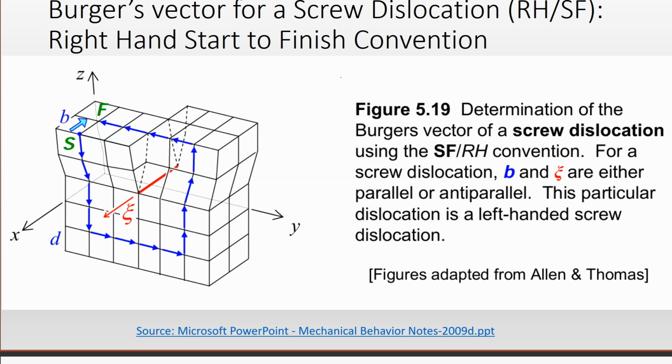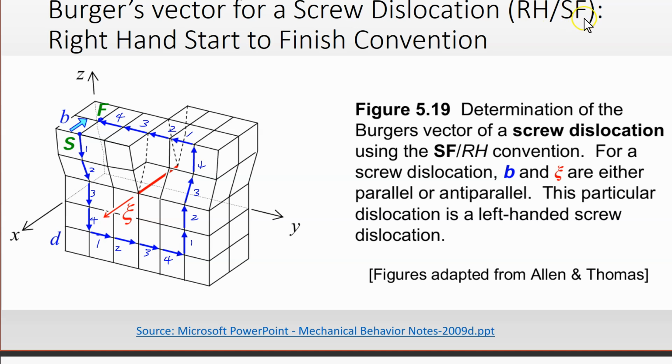Another type of line dislocation is the screw dislocation. Let's apply the same technique to determine the Burgers vector for the screw dislocation. We're starting at this point over here. We're going down 1, 2, 3, 4. We're going across 1, 2, 3, 4. We're going to go up again 4 steps, 1, 2, 3, 4, and then towards the left 4 steps, 1, 2, 3, 4. Now we don't end up at our start location.